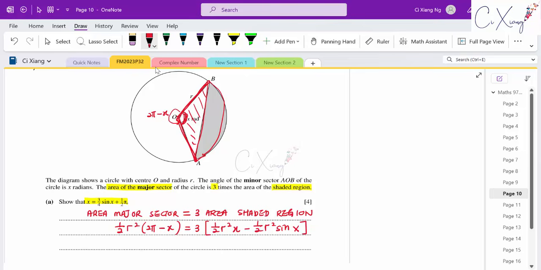If I look at this equation, we can observe that all the terms on the left and right hand side have half r squared. I can simplify away the half r squared for the whole equation. And then if I rephrase it again, I'm having 2 pi minus x equals 3x minus 3 sine x.